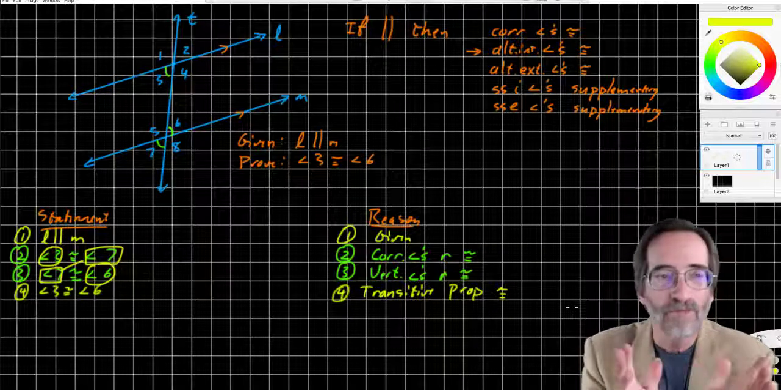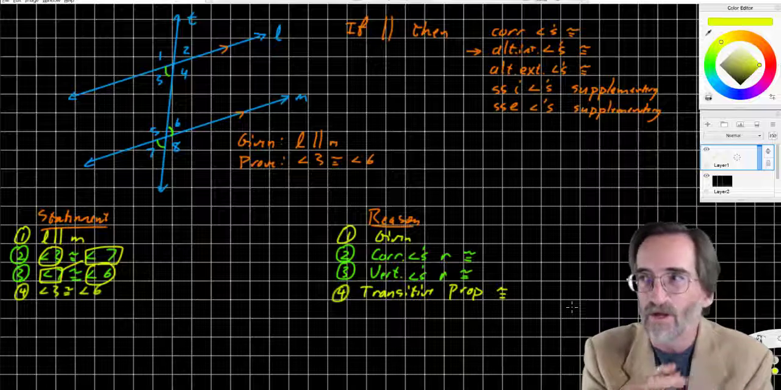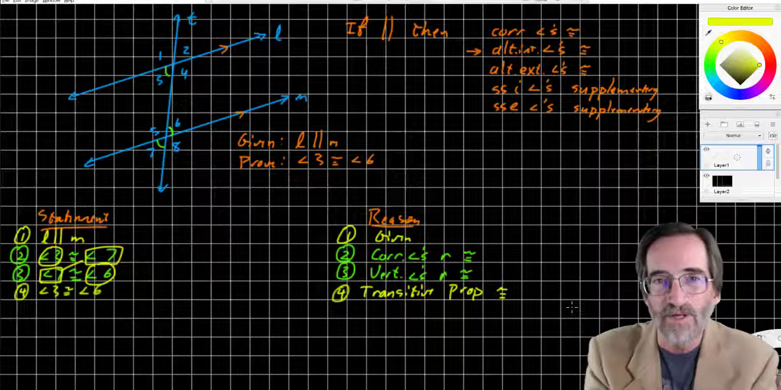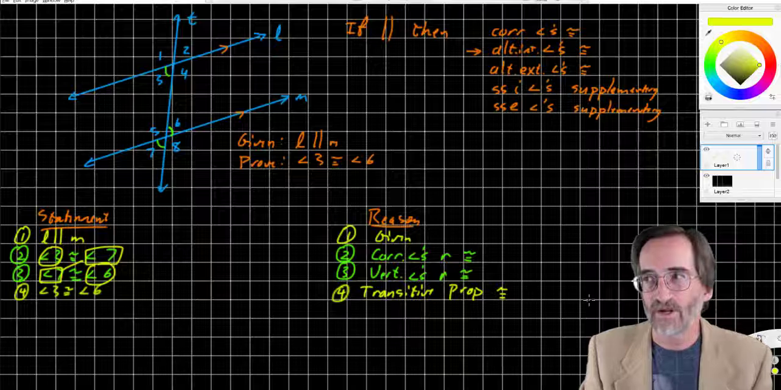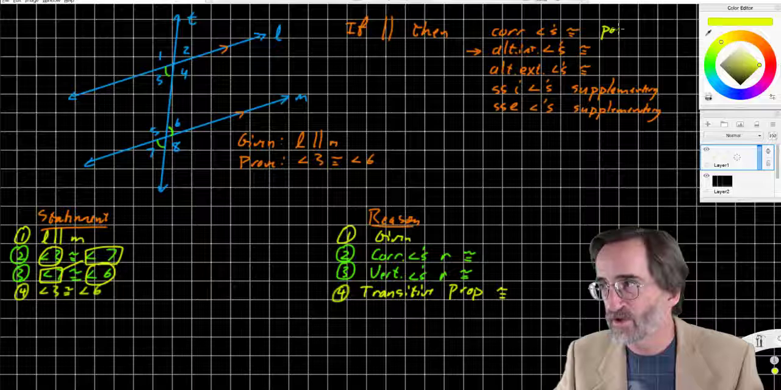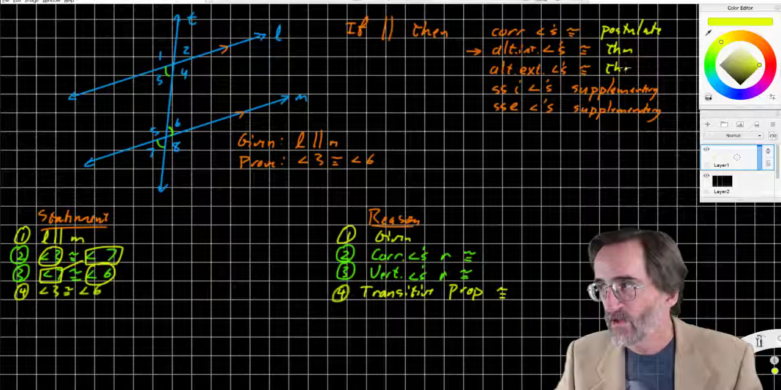So the big idea: if two lines are parallel and they're crossed by a transversal, corresponding angles are congruent, alternate interior angles are congruent, alternate exterior angles are congruent, same side interior angles are supplementary, and same side exterior angles are supplementary. The corresponding angles being congruent is a postulate, which we take without proving. All the others are theorems. They need to be proven. And we just proved the alternate interior angle theorem.